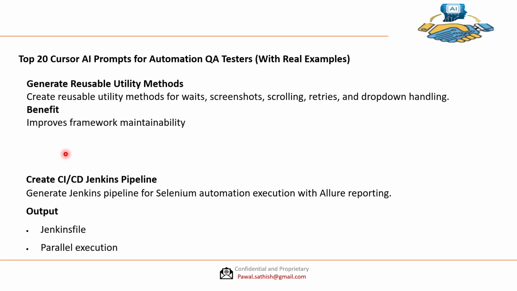Okay, and if we are also using the CI/CD pipeline, we'll simply give the prompt like "generate Jenkins pipeline for Selenium automation execution." Cursor AI will generate the output and the parallel execution. It will generate the Jenkins files.